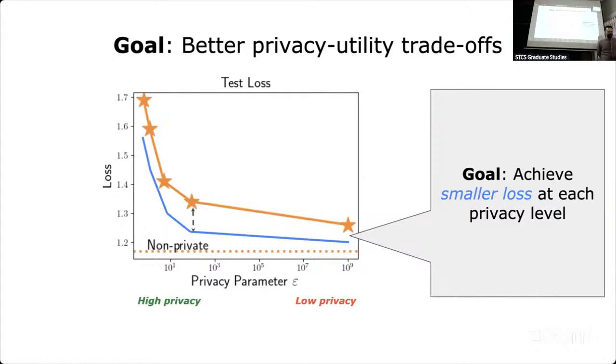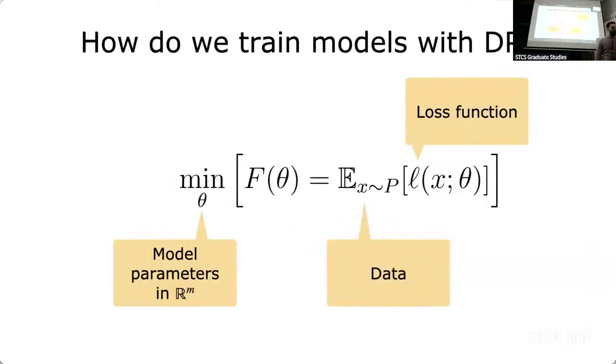So, I mean, this is just motivation so far. Our setting is we're interested in training models with differential privacy. The standard setting is we want to find our model parameters, which we are representing as a vector in n dimensions. And we want to minimize the expected loss of making a prediction on some point x drawn from a distribution p under the model theta.